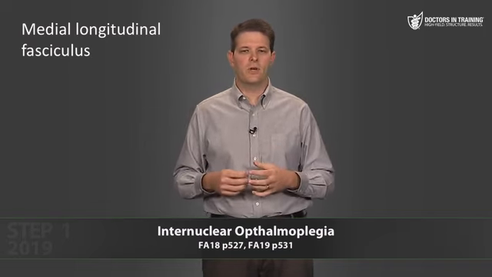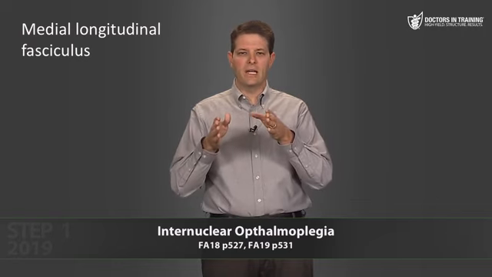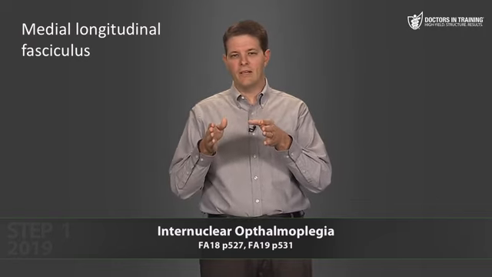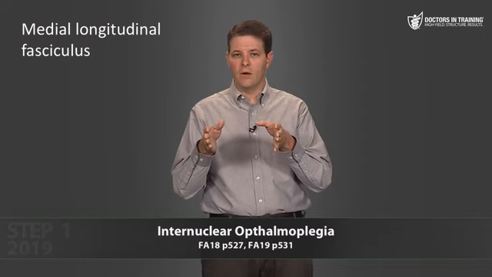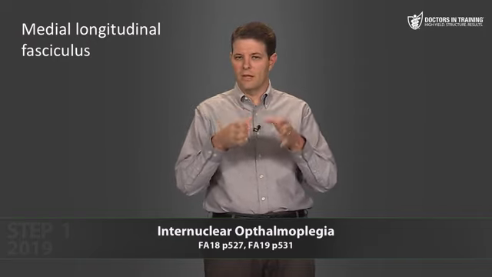Now the MLF is a structure in the pons that helps the eyes track together when you look side to side. It allows the lateral rectus muscle on one eye to coordinate its movements with the medial rectus muscle on the other eye so that your eyes can look in the same direction at the same time.